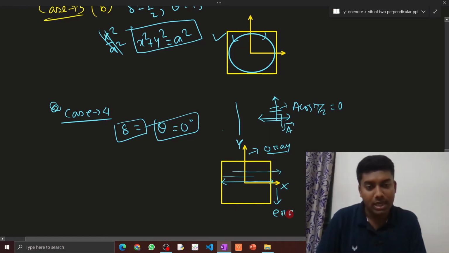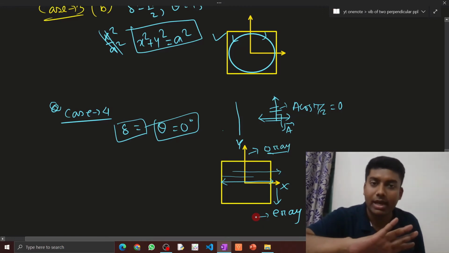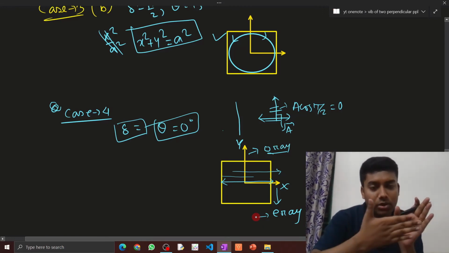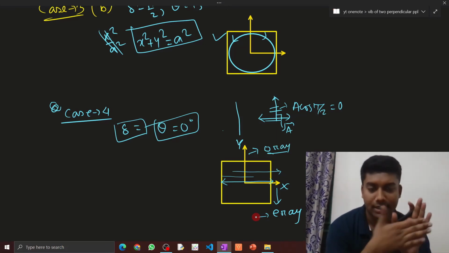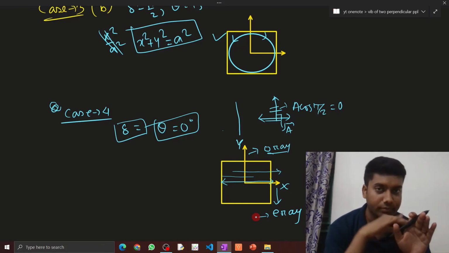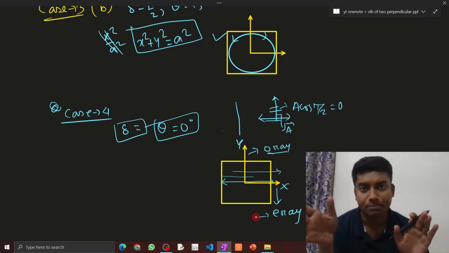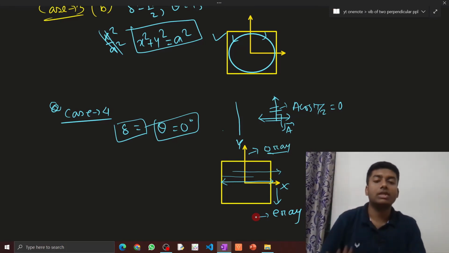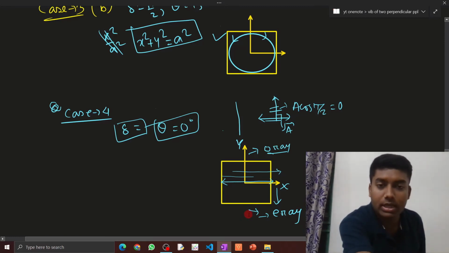So the emergent light will be just the same as the incident light. That is, the light falls on this face of the calcite crystal, and the emergent light will be the same as the incident light, plane polarized light. So the emergent light will be plane polarized light, but that will be only the E ray.